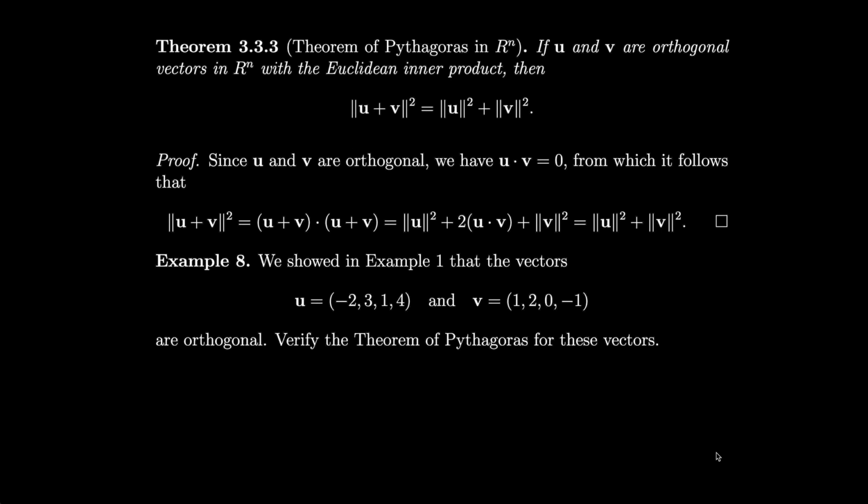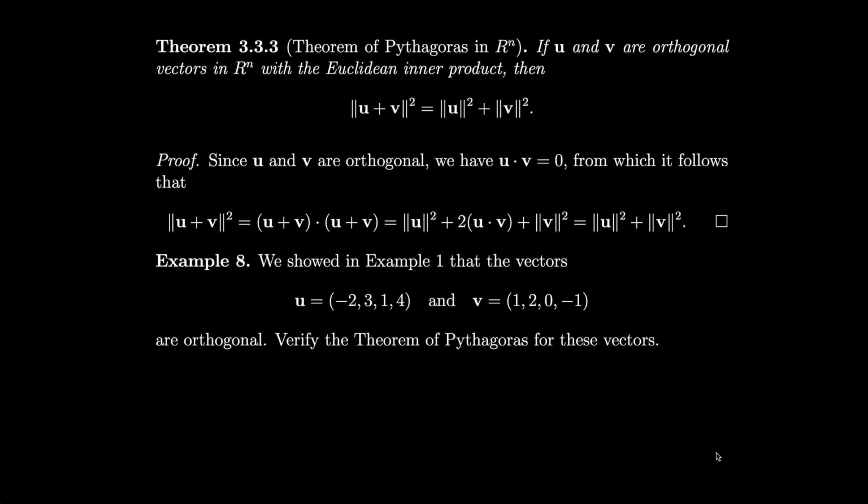Next up, we have the theorem of Pythagoras in Rn. If u and v are orthogonal vectors in Rn with the Euclidean inner product, then the length of u plus v squared is the length of u squared plus the length of v squared. Great, our Pythagorean theorem.